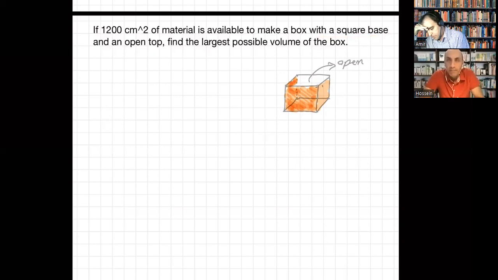I'm going to call the length of the side of the base x and x. And x is obviously greater than 0. And I'm going to call the height of the box lowercase h. Based on that, we have a prism with a square base, and the volume of that prism, I call it V, is the area of the base, x squared, times the height. That's the definition of the volume of a prism.